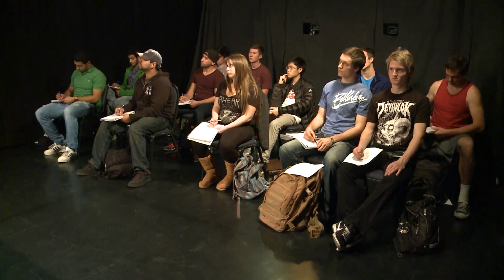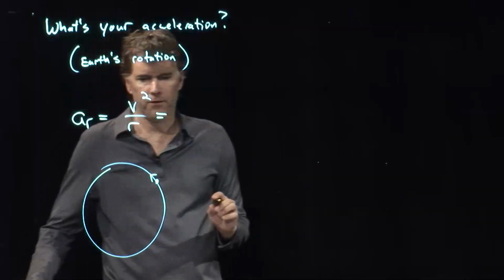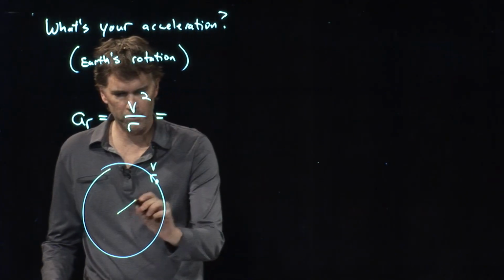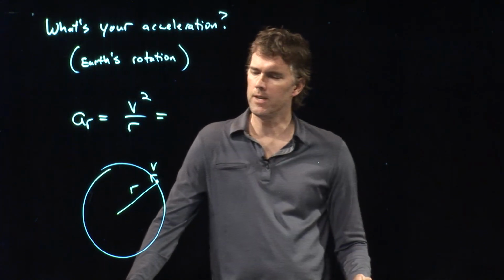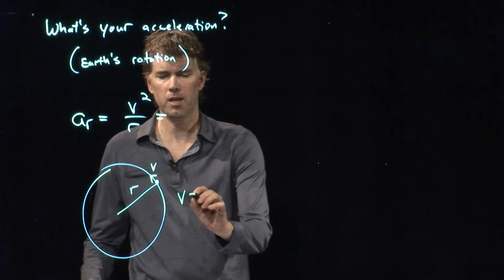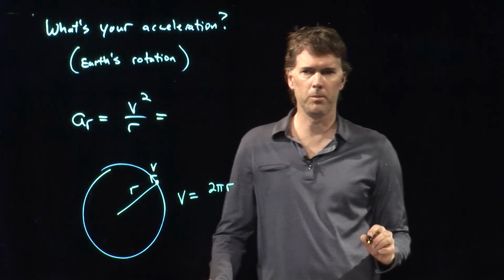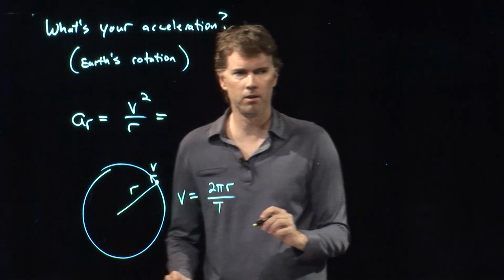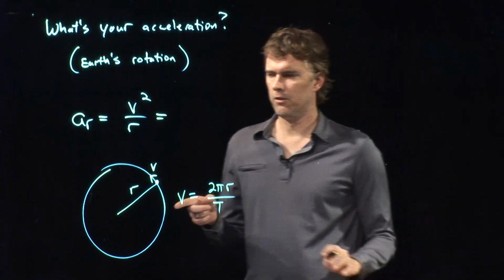Well, let's think about it for a second. If this is our particle moving in a circle with velocity v, and it moves on a radius r, what is v equal to? V is just how far you go, once around would be a circumference of 2 pi r, divided by how long it takes, the period of one revolution. Right? So let's plug that in here.